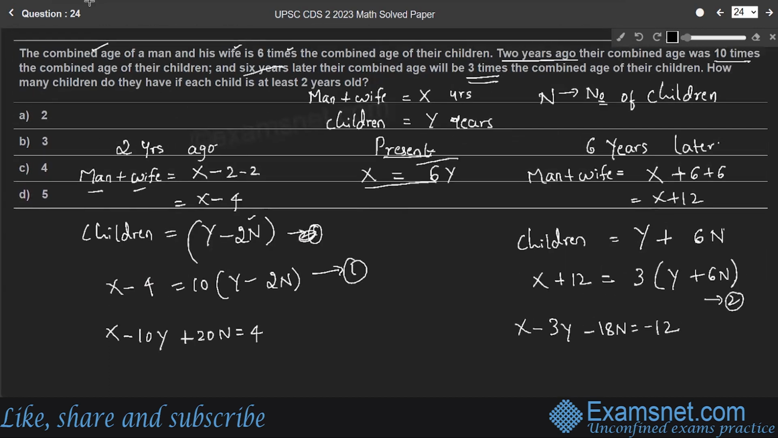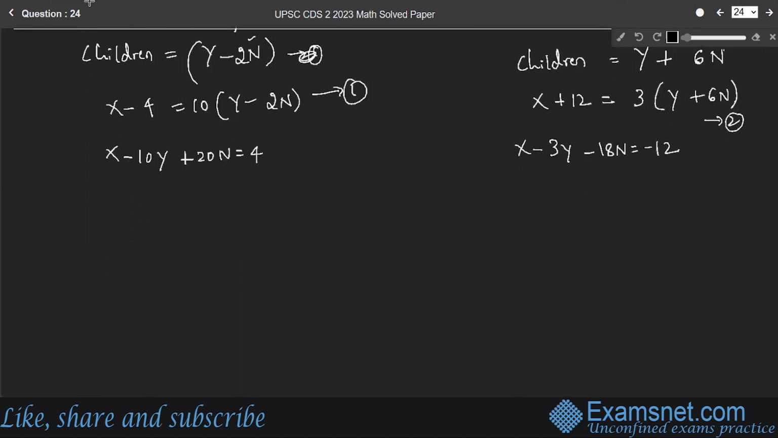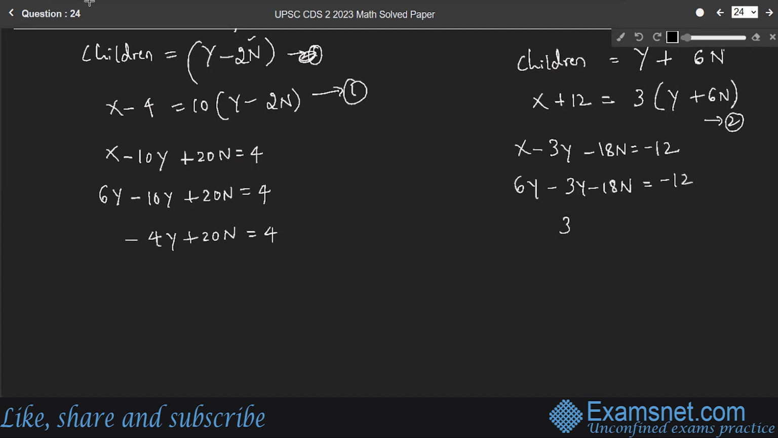So x is equal to 6y at present, right? So we just substitute the value of x as 6y: minus 10y plus 20n is equal to 4. That is minus 4y plus 20n is equal to 4. Whereas x is 6y: minus 3y minus 18n is equal to minus 12. That means 3y minus 18n is equal to minus 12.